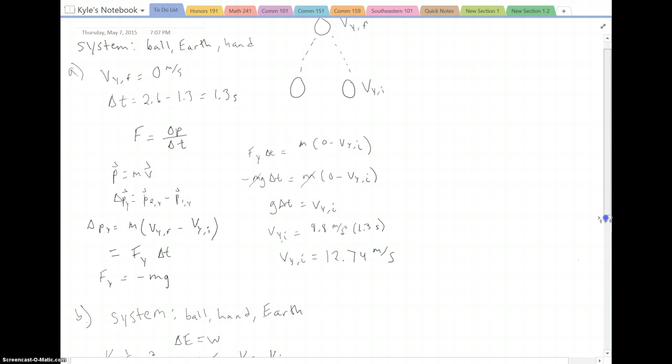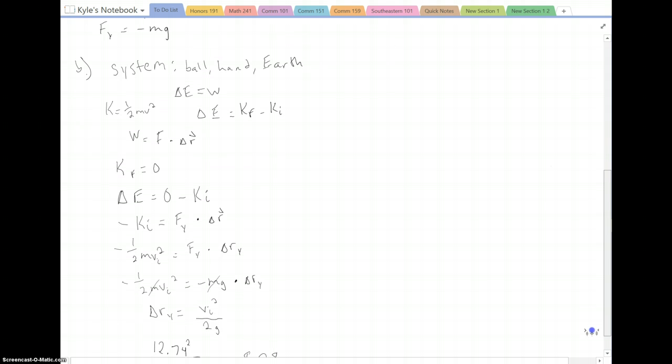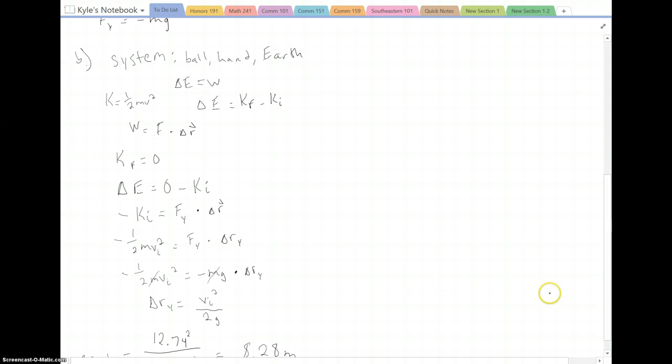Alright, now for the second part, we are trying to find the height that it reaches. So we're going to use the work energy principle. Our fundamental principle, the change in energy equals the work. We're going to need the kinetic energy equals 1/2 mv squared, the dot product, and change in energy is the kinetic final minus kinetic initial. So our kinetic final is 0, just as our velocity final was 0.